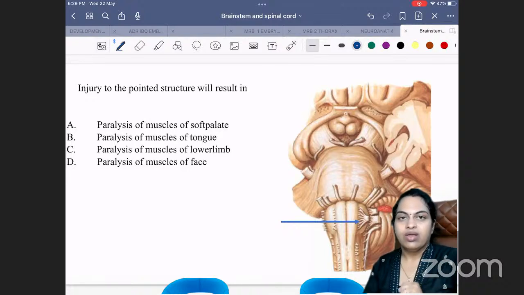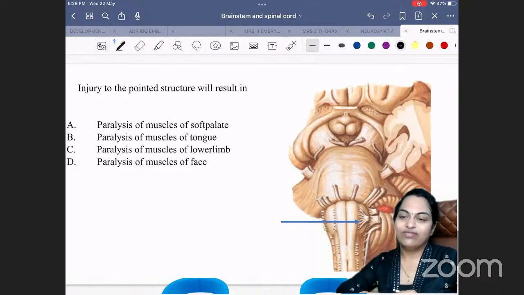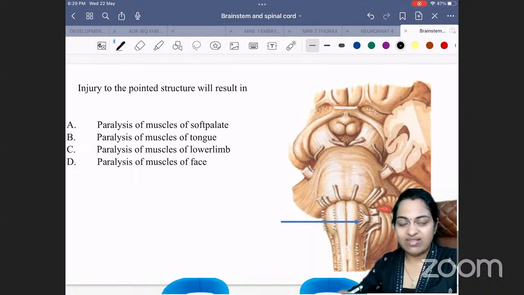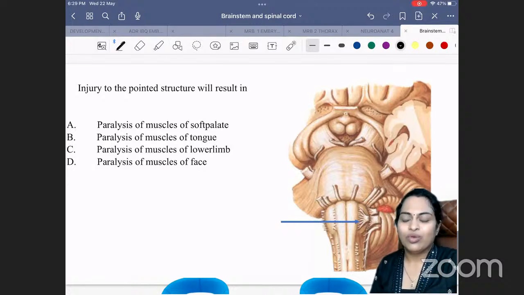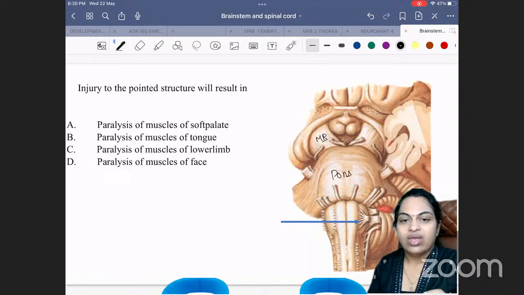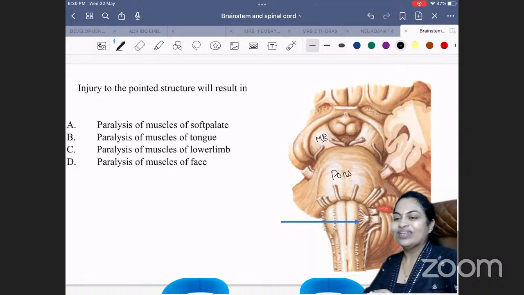Coming to the brainstem. So what are the components of the brainstem? What I'm going to discuss with you is the features on the ventral surface and the features on the dorsal surface. Then we'll be doing the cross section and then the clinical anatomy of the brainstem, everything in MCQ type, as you saw now. Now, what are the parts of the brainstem? That's the medulla, the pons, and then the midbrain. Now, the blue arrow: injury to the pointed structure will result in. Can you tell me what is the structure pointed here?